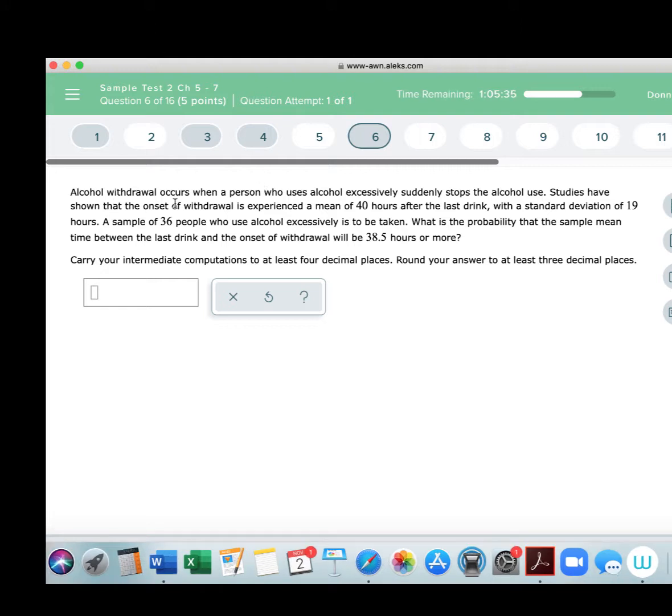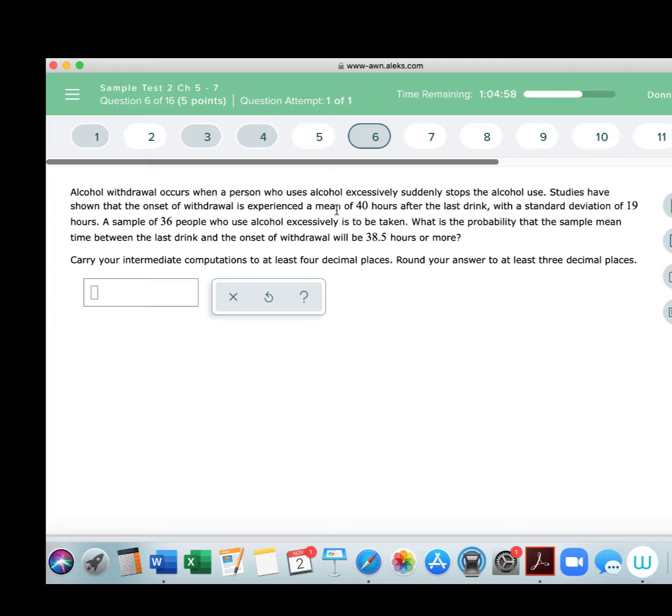Alcohol withdrawal occurs when a person who uses alcohol excessively suddenly stops the alcohol use. Studies have shown that the onset of withdrawal is experienced a mean of 40 hours after the last drink, with a standard deviation of 19. A sample of 36 people who use alcohol excessively is taken. What's the probability that the sample mean time between the last drink and the onset of withdrawal will be 38.5 hours or more? In this problem, we need some clues to let us know what type of problem this is and how we're to approach it.